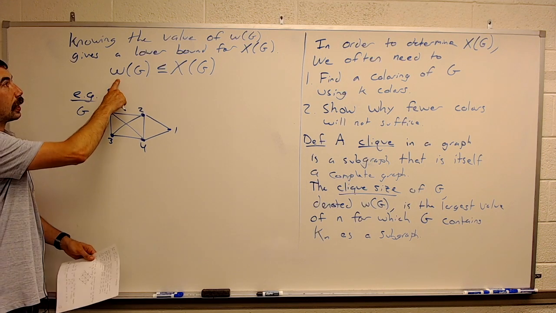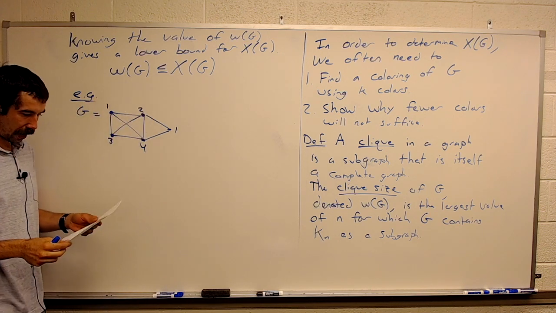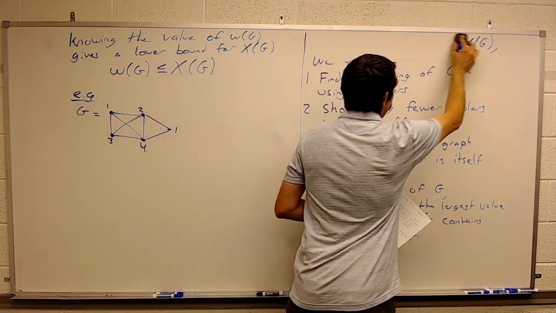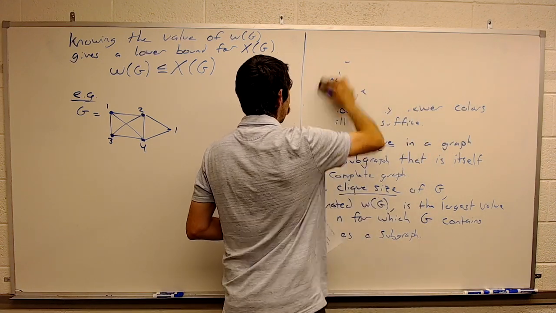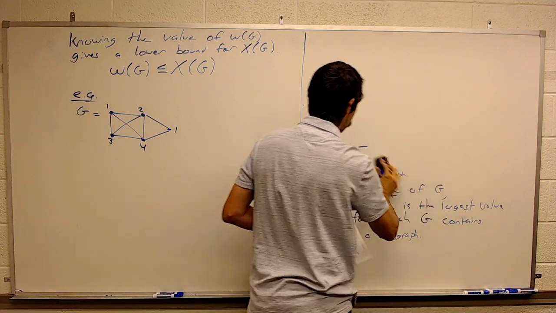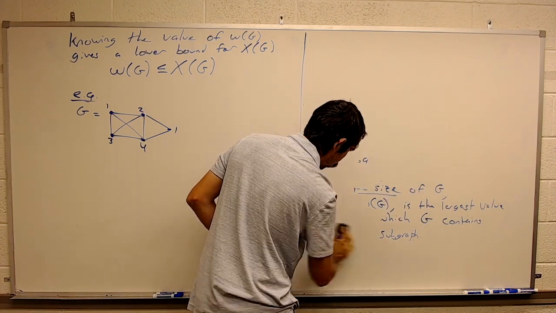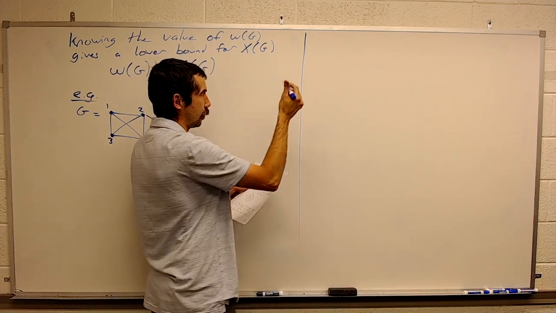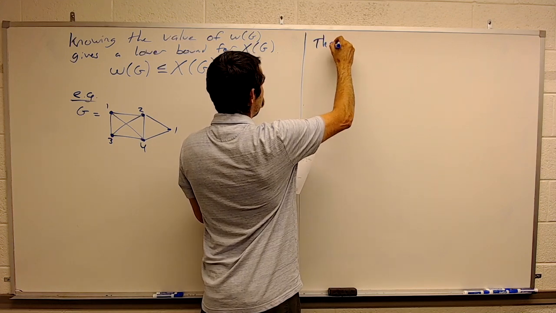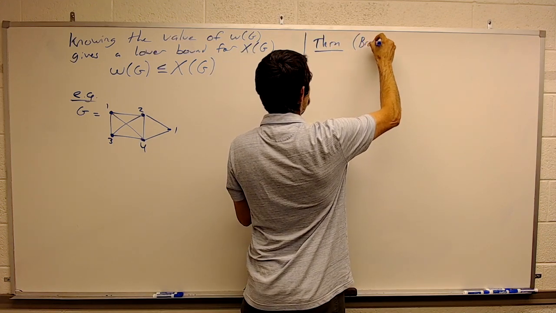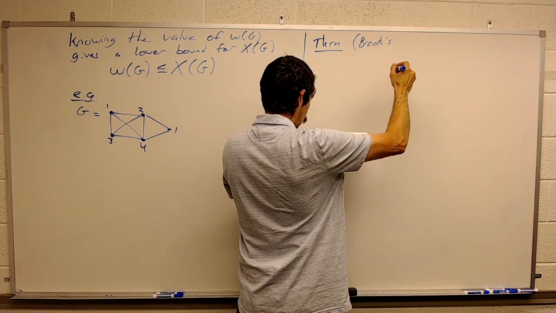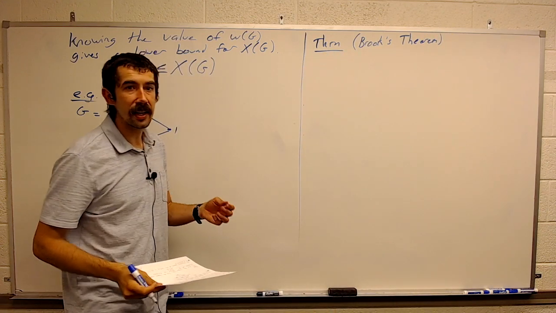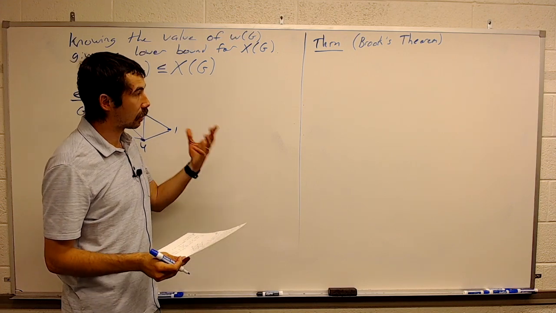All right, so the clique size gives a lower bound for the chromatic number. And we could get an upper bound for the chromatic number by using a theorem known as Brooks' theorem. All right, shout out to Brooks for this theorem. What does Brooks' theorem say? It gives us an upper bound for the chromatic number.